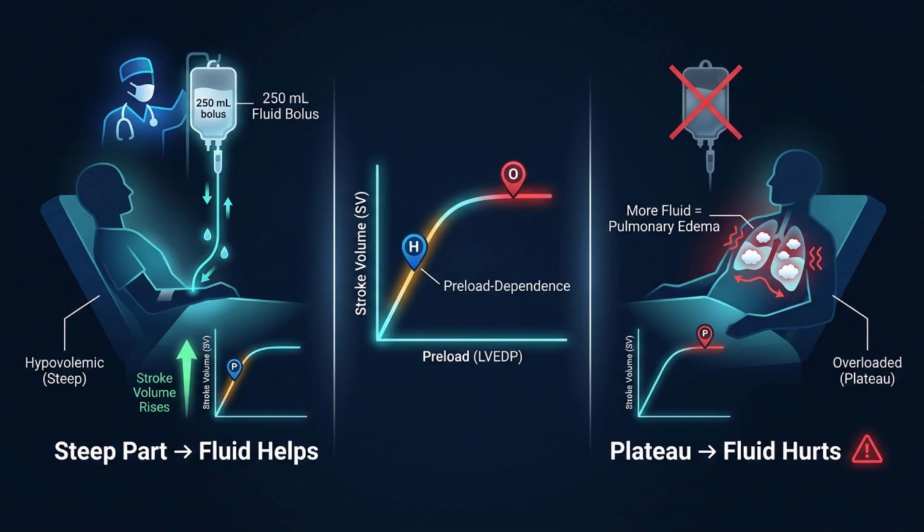A hypovolemic patient is on the steep part of the curve. Every 250 milliliters of fluid you give bumps them up and increases stroke volume. A patient already maxed out on the plateau, or worse, climbing the pathologic descending limb of an overloaded ventricle, gets nothing from more fluid except pulmonary edema.